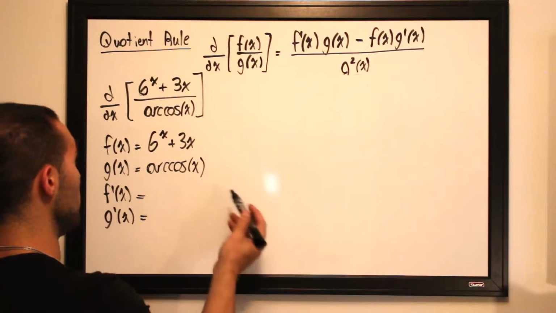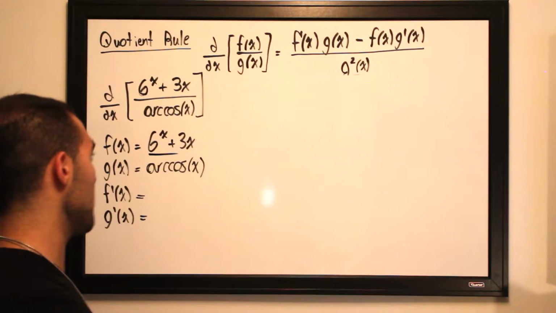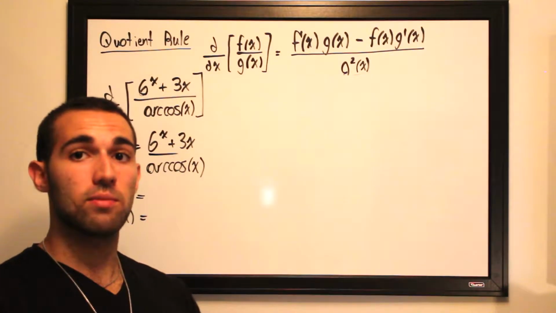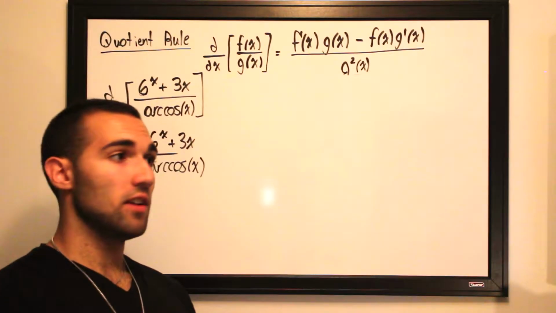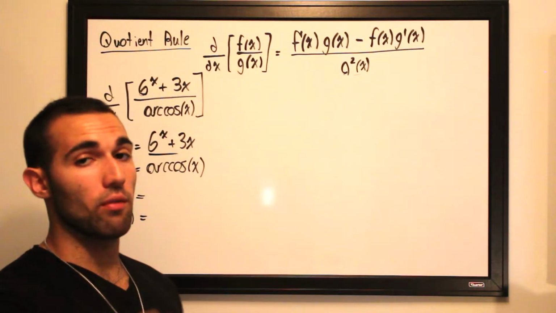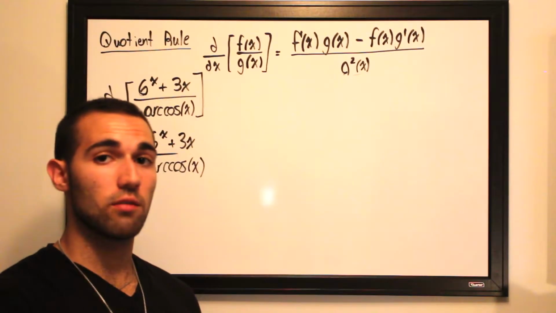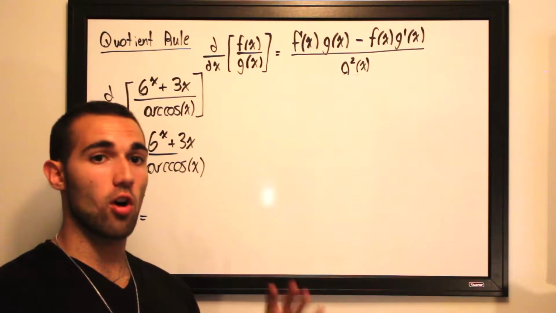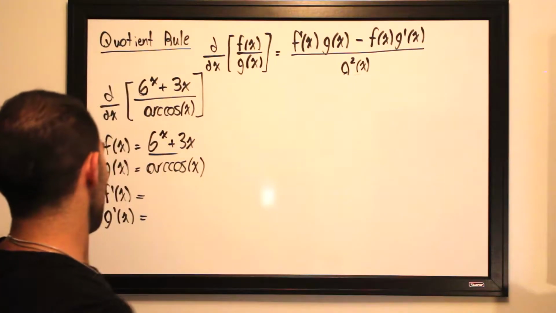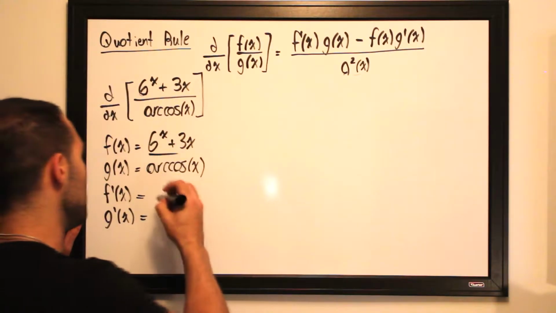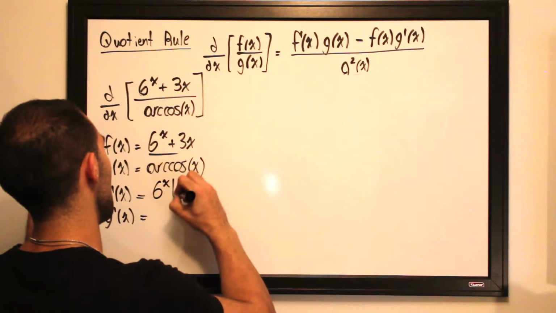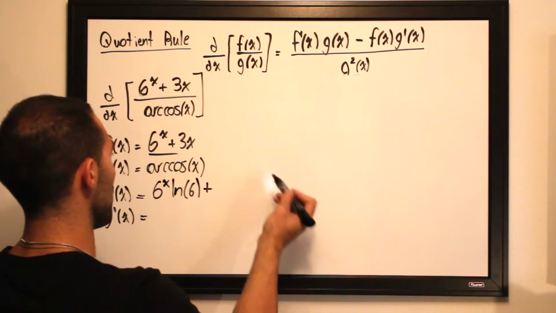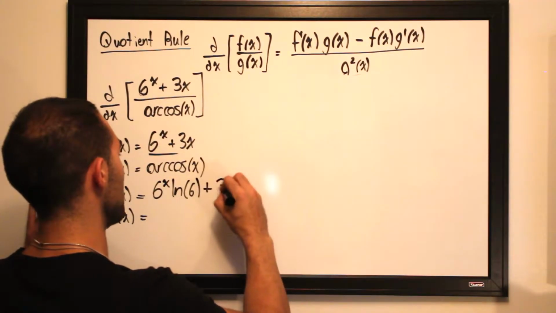F prime of x will be the derivative of the sum that we've got here. The derivative of 6 to the x will be 6 to the x times the natural logarithm of 6. That is given by the formula that I provided in one of the previous videos with the list of derivatives. If you haven't already, go and check that out. Or I've got the full list on my website, whatever you'd like. So our f prime of x will be 6 to the x times ln of 6, and then plus 3x. The derivative of 3x will simply be 3.